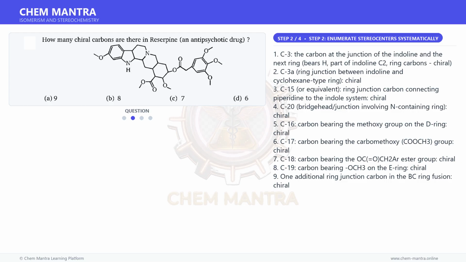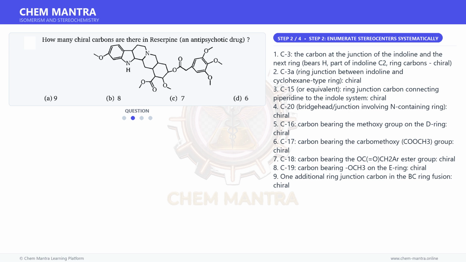1. C3. The carbon at the junction of the indoline and the next ring bears H, part of the indoline C2 ring carbons, chiral. 2. C3a. Ring junction between indoline and cyclohexane type ring, chiral. 3. C15. Or equivalent ring junction carbon connecting piperidine to the indole system, chiral. 4. C20. Bridgehead junction involving the N-containing ring, chiral.